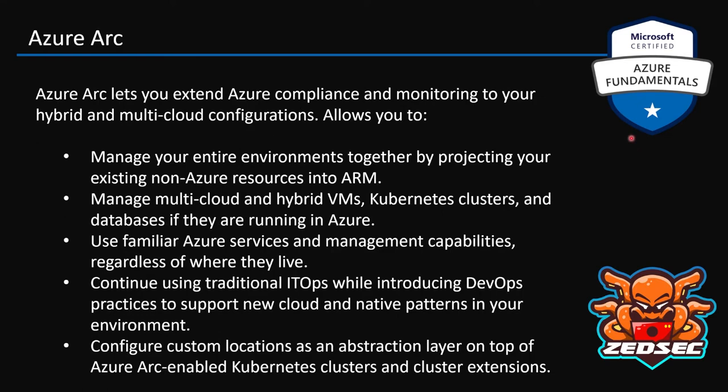Azure Arc. So Azure Arc lets you extend Azure compliance and monitoring to your hybrid and multi-cloud configurations. It allows you to manage your entire environments together by projecting your existing non-Azure resources into ARM, manage multiple cloud and hybrid VMs, Kubernetes clusters, which is used for infrastructure as code, and databases if they're running in Azure, use familiar Azure services and management capabilities regardless of where they live, continue to use traditional IT ops while introducing DevOps practices to support new cloud and native patterns into your environment, and configure custom locations as an abstraction layer on top of Azure Arc-enabled Kubernetes clusters and cluster extensions.